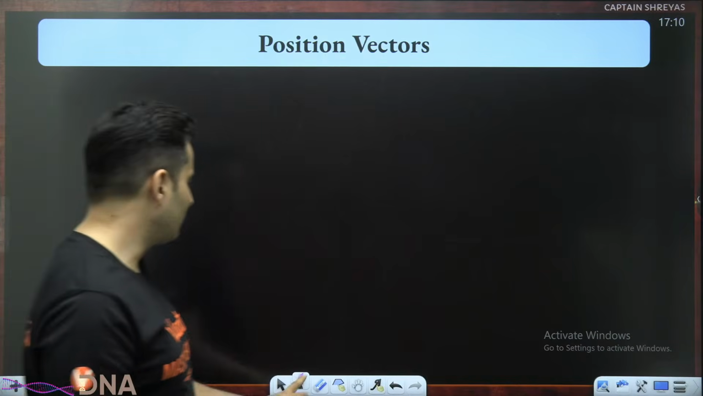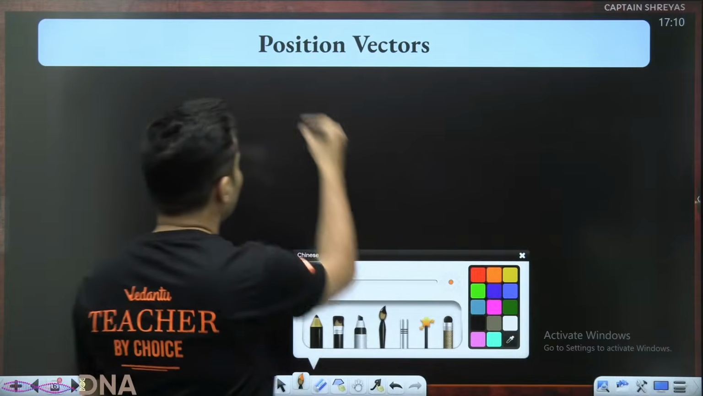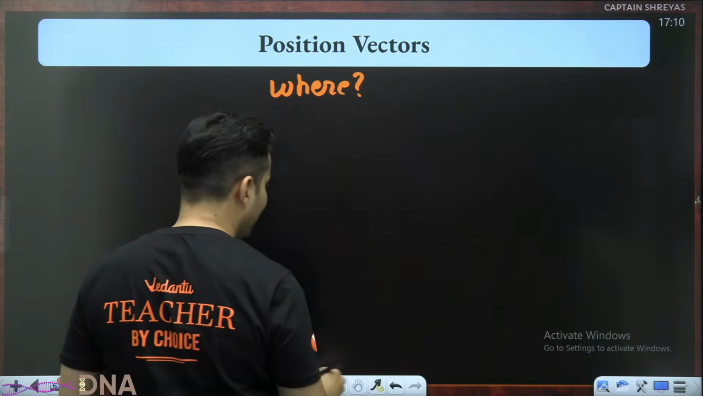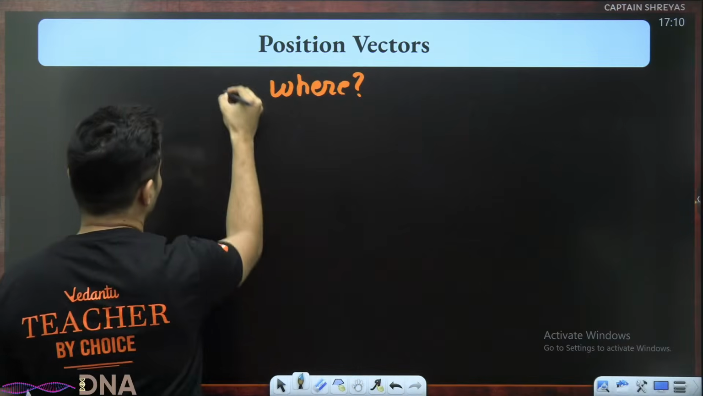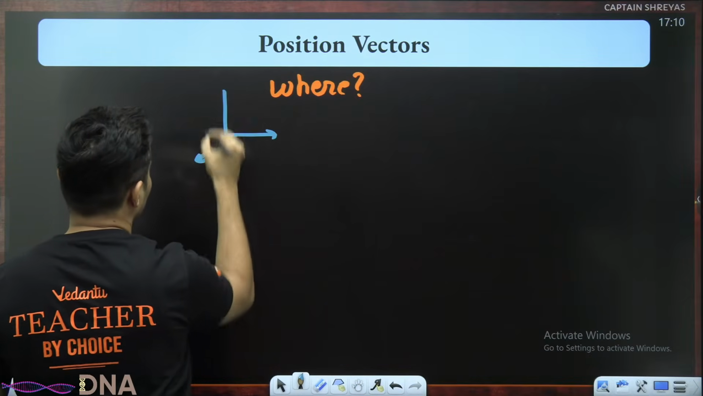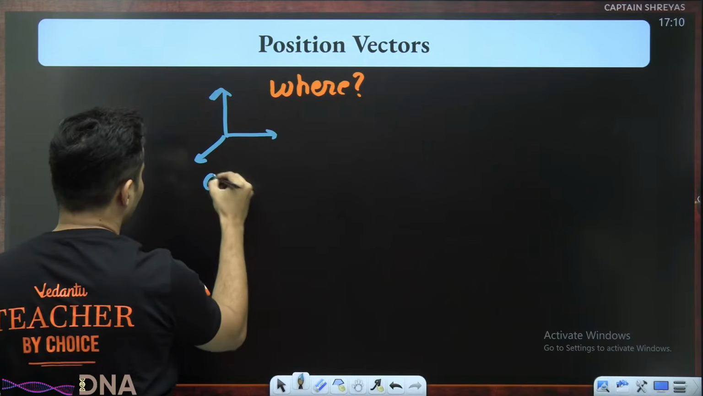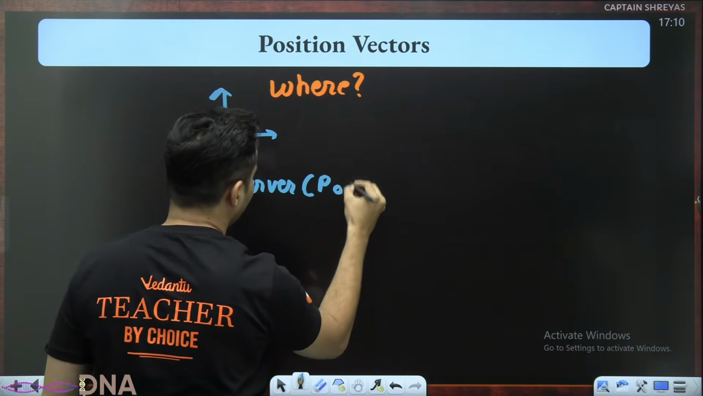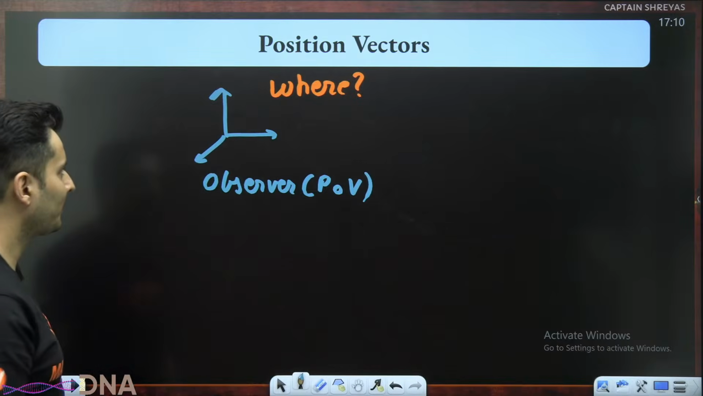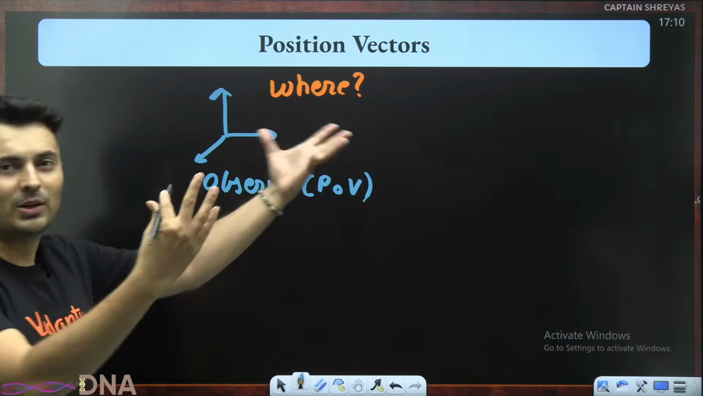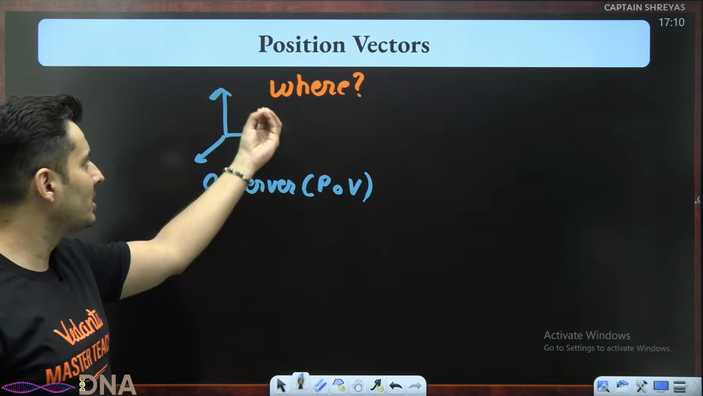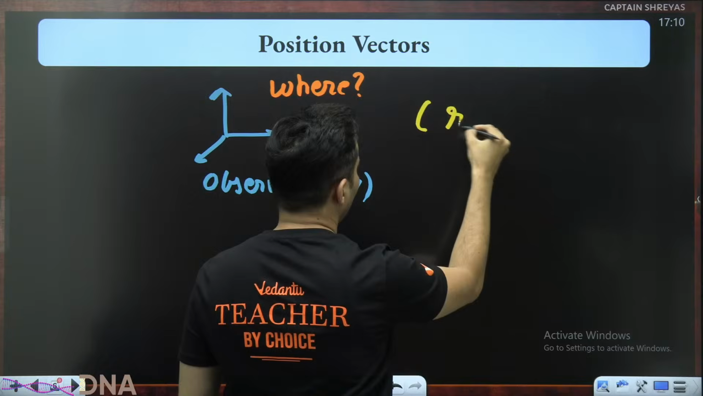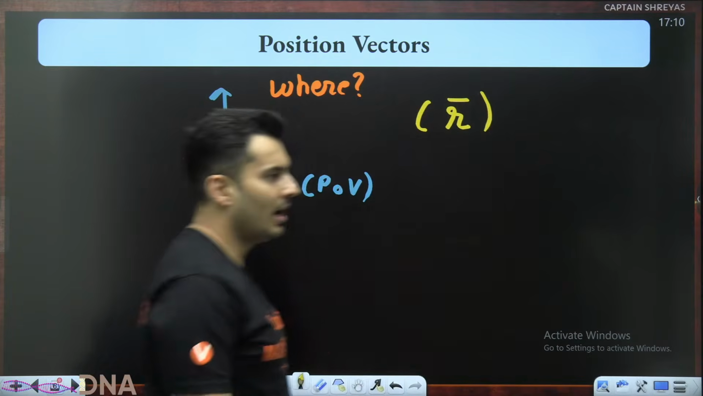Starting off with position. Position means where are you? And this where is always with respect to an observer. Observer, basically your point of view, POV, which you call. So where are you with respect to the observer? That is nothing but position, and it's a vector quantity. That vector has a symbol R usually.